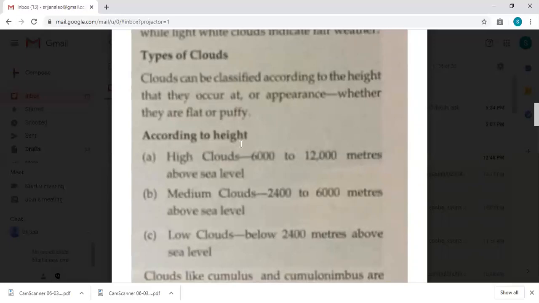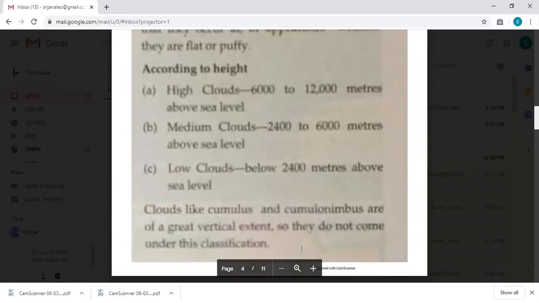Now according to height, there are high clouds. Clouds are divided into three types according to height. They are high clouds, medium clouds, and low clouds. Okay, now where are high clouds formed? Between 600 to 1200 meters above the sea level. Medium clouds are formed at 2400 to 6000 meters. And clouds that are formed below 2000 meters are known as low clouds. So according to height, three types.